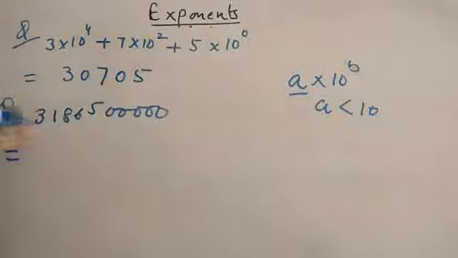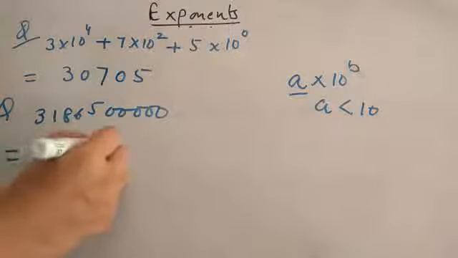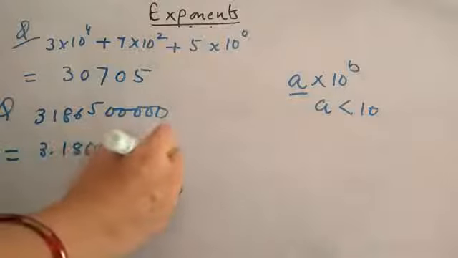So in this number you will place the decimal at such a place where it makes the number less than 10. So if you place the decimal after 3, it will be less than 10. So 3.1865 into 10 to the power.